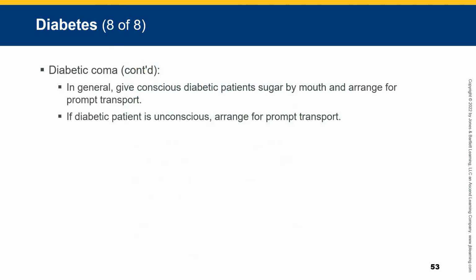Continuing with diabetic coma, as I mentioned, administer a liquid substance that contains sugar. In a patient who is experiencing insulin shock, the sugar may improve the patient's condition. If the patient is experiencing a diabetic coma, the sugar will not raise the blood glucose level enough to do any further harm. In general, give a conscious diabetic patient sugar by mouth and arrange for prompt transport to an appropriate medical facility. If a diabetic patient is unconscious, arrange for prompt transport, also in that case to an appropriate medical facility.